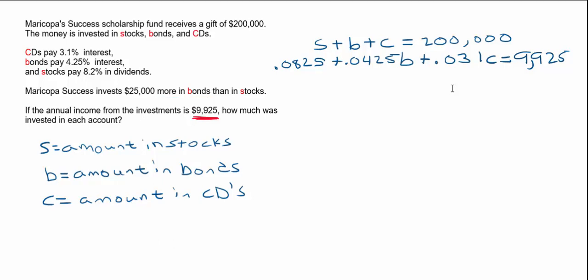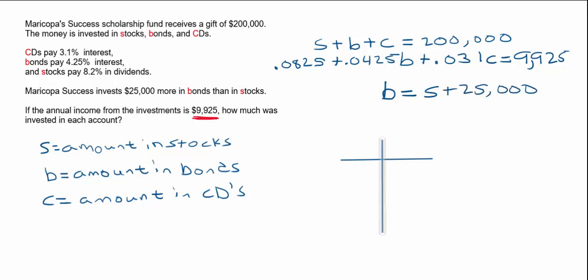But think about what we're doing here. We're writing an equation that tells us how to get from one variable to the other. So for example, for me to tell you how much money was put into bonds, I would need to take the amount put in stocks and add $25,000 to ensure that the amount of money put in bonds is bigger.